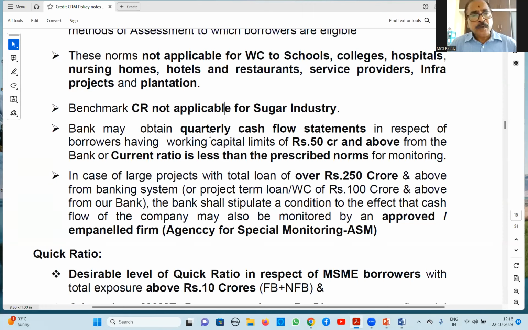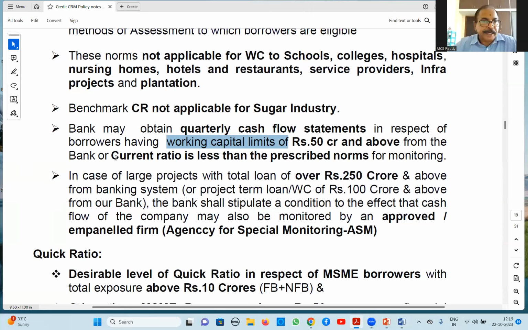Next, wherever the party is enjoying working capital limits of 50 crore and above from the bank, or if the current ratio is less than the prescribed norms, that is 1.25 or 1.33, then the bank will obtain quarterly cash flow statements from the party to ascertain how the unit is running. So you have to obtain quarterly cash flow statements if the party is enjoying 50 crores and above, number one, or the current ratio is less than the prescribed norm. In both cases, we have to obtain quarterly cash flow statements for monitoring purposes.